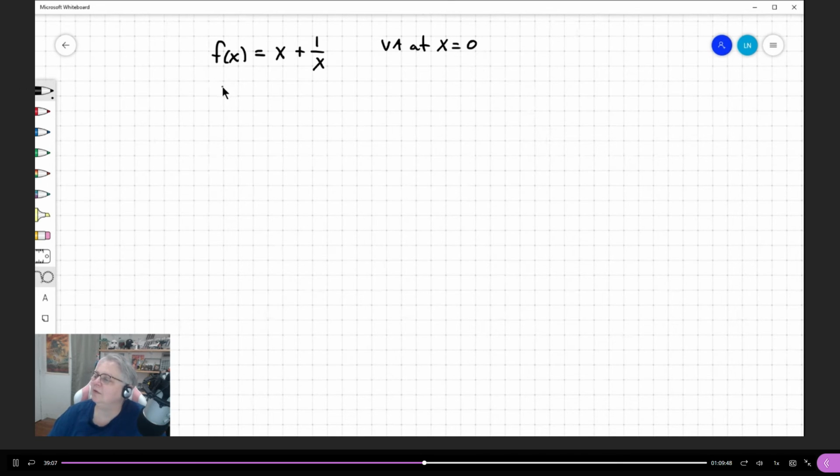If I take the derivative of this function, the derivative of x is 1. The derivative of 1 over x, well, that would be x to the negative 1, so the derivative would be negative 1 x to the negative 2. That would be negative 1 over x squared. Again, this comes from looking at that and saying it's x to the negative 1, so the derivative is negative 1 x to the negative 2. And that's how that comes about.